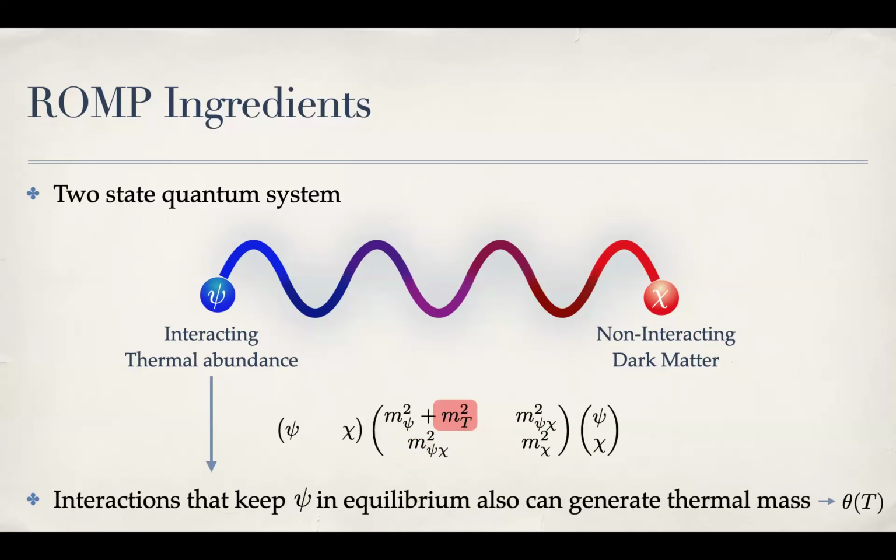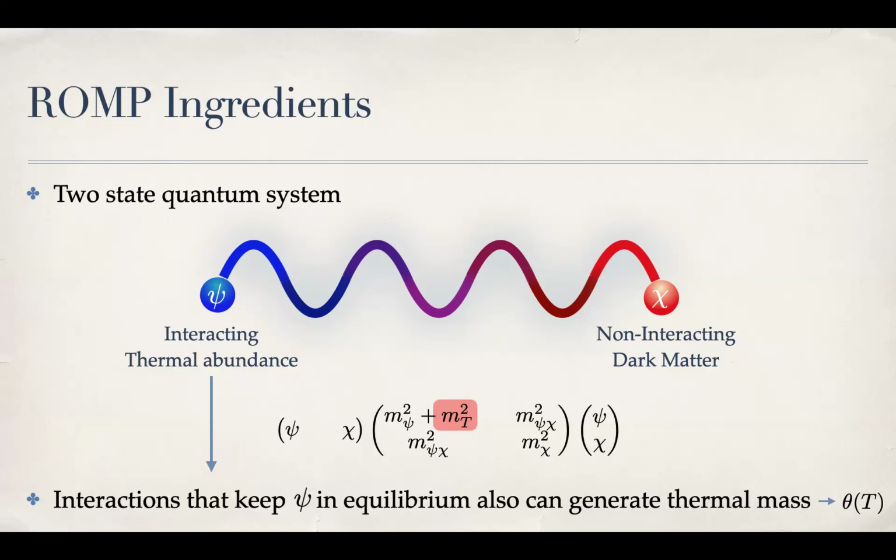One is that often in the early universe, the states that are produced are, say, the flavor states. Like you're producing a psi, it's an interaction state. The second, probably more important thing, which makes the mass basis a little bit inconvenient, is that the interactions, which are going to keep psi in equilibrium, can often generate a thermal mass for psi itself. And what that does is it generates some extra contribution to this mass squared matrix. And this thermal mass is going to be temperature dependent.